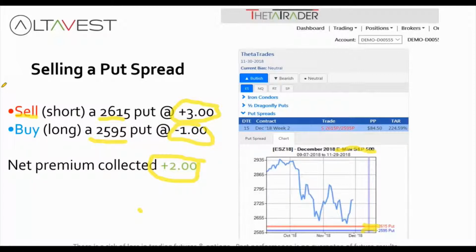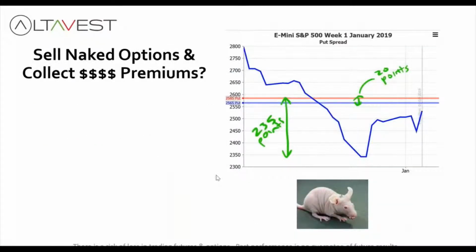Now, let's talk a little bit about those naked options again. Just a moment, let me erase this. All right. For example, this poor little mouse here is naked and he's having trouble. So we don't want to do what he's doing. We need to always be covered with our trades. Let me show you why.